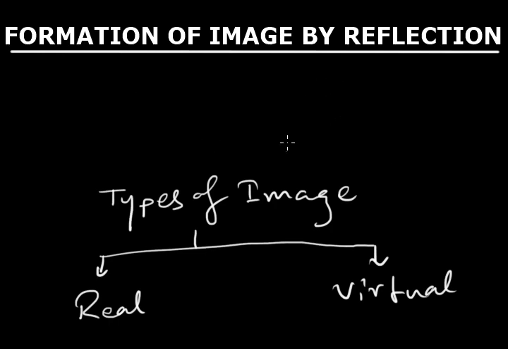So what is image? Whenever light reflects from a reflecting surface, if we observe the reflected ray, then we find the impression of the source. This impression of the source is known as image, and this image can be classified into two types. Those two types are real image and virtual image. So what are the specifications of these real image and virtual image?